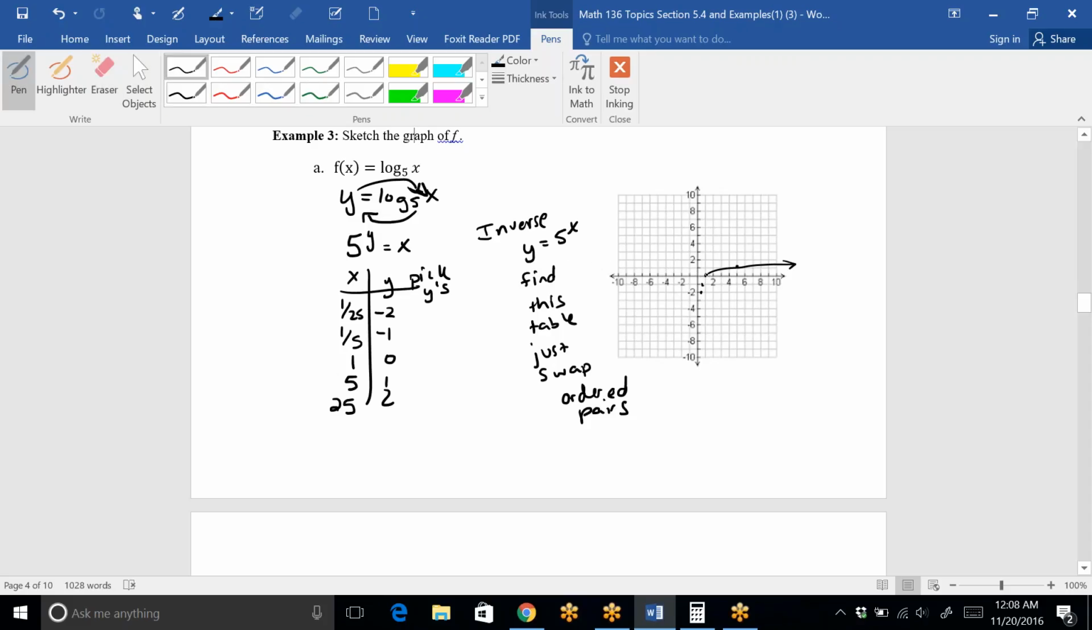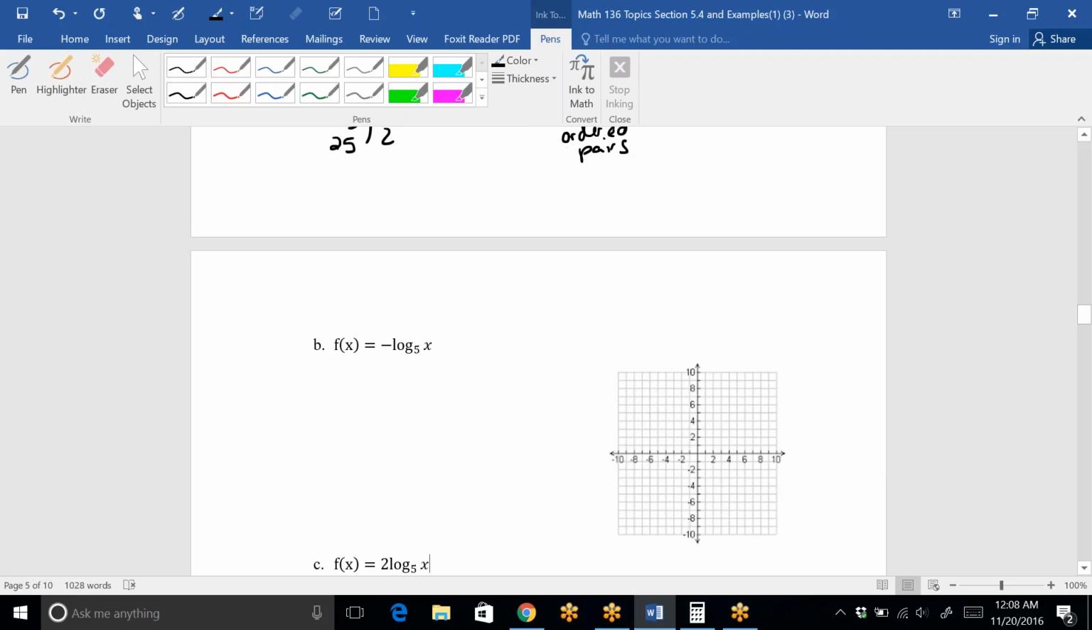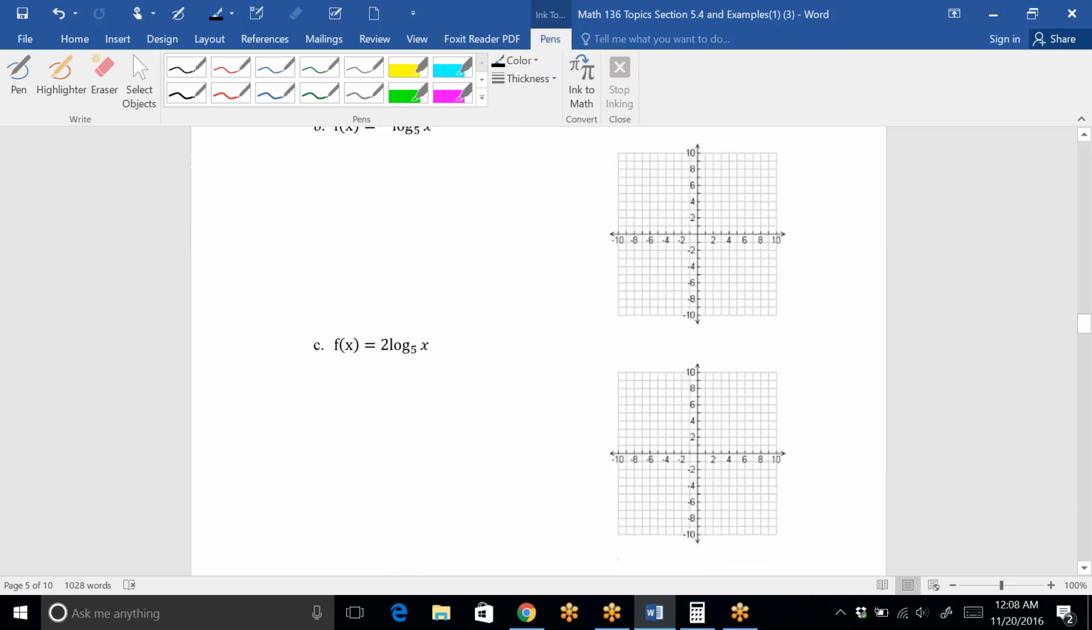The exponential function, remember, was hovering on the x-axis, whereas the log function is now hovering on the y-axis. So we actually have a vertical asymptote, and we are just reflected over that line y equals x from the original exponential. So the ordered pairs kind of just got swapped. Some of these are harder than others.